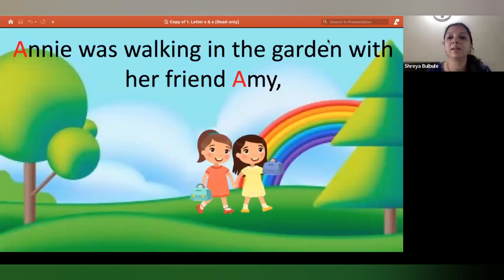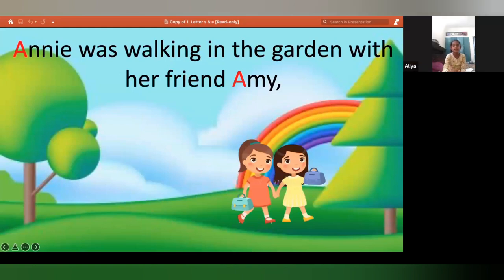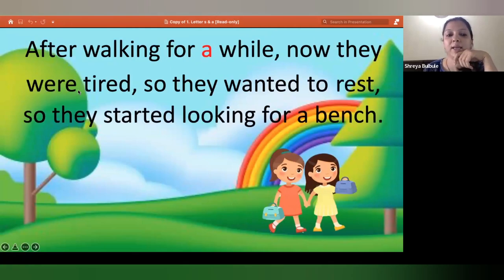They meet. You meet your friends in the evening when you play? Yes. Annie and Amy are new friends. Annie was walking in the garden with her friend Amy. Now you listen carefully to the story, okay? And see where the A letter comes with the A sound. And tell me what sound can you hear in the letter A.